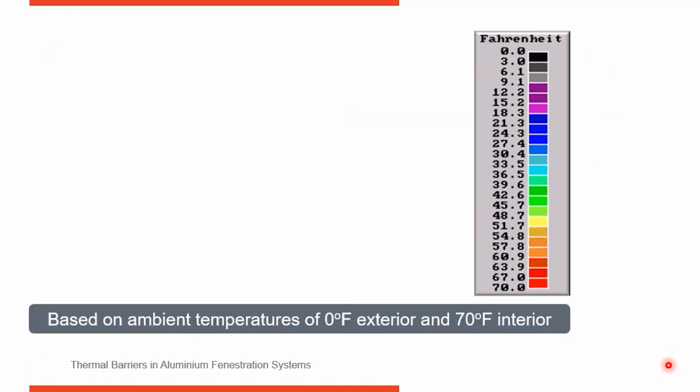So when we look at how frames perform, the AMA 507 test calls out having a test chamber where you've got 0 degrees, represented by the dark in the scale on the right, on one side, and 70 degrees on the other side. And when the frames are put into the test chamber, the heat flow through the elevation is measured.